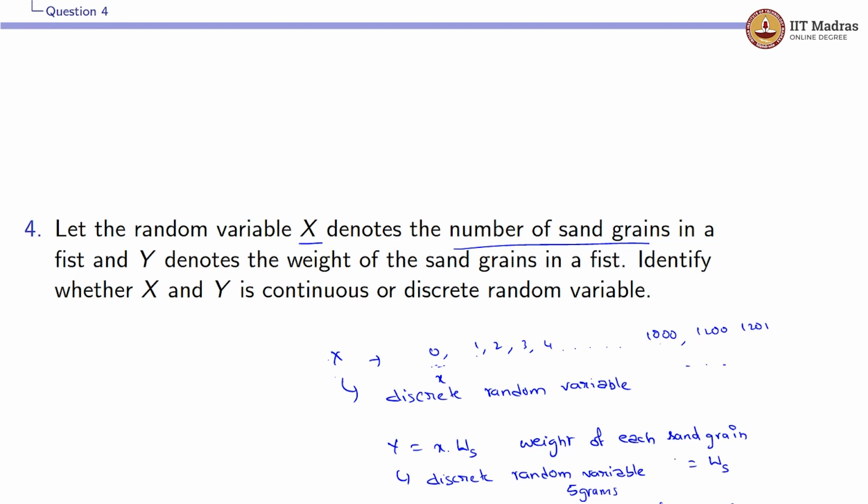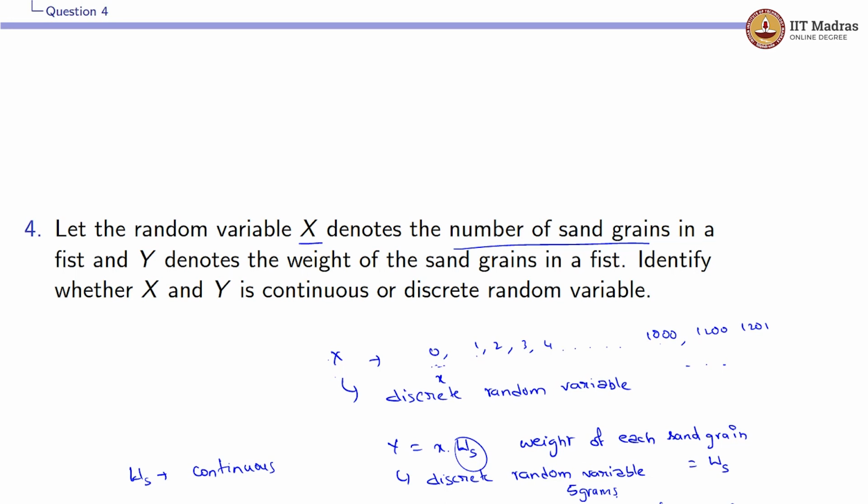This is by the assumption that each sand grain has the same weight. But if you look at each sand grain to be of different weight, then the sum of the sand grains' weights need not be a particular value, it could be anything, since ws is continuous. Here I assumed ws to be 5 grams for a particular case. If each of the sand grains has a different weight, then we cannot say the total sum would be only this particular value.